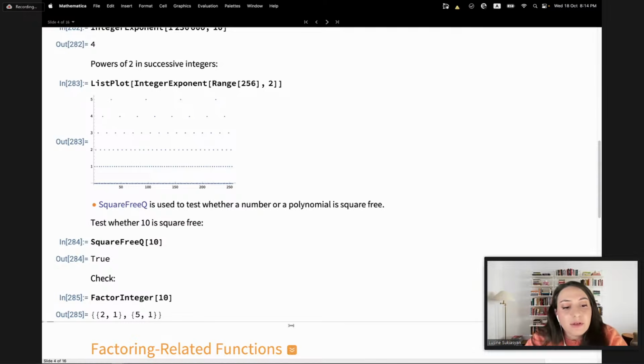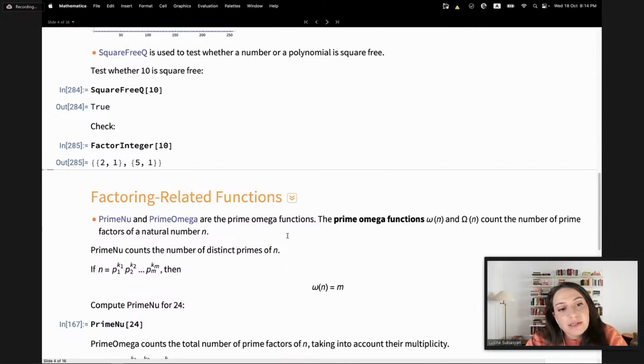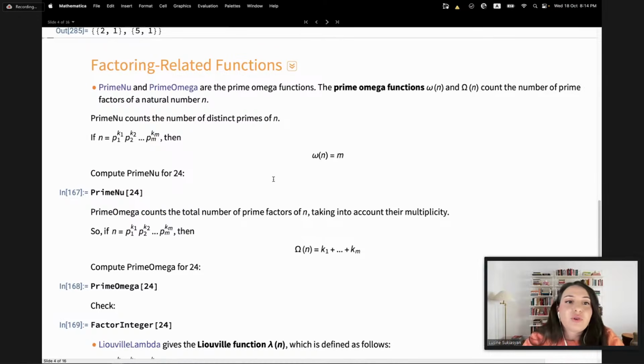Yes, and the next one, okay, let's go to the next group, which is factoring-related functions. There are a lot of functions that come from the definition of prime factorization, very important functions. Let's talk about some of them. The PrimeNu and PrimeOmega are the prime omega functions. The prime omega functions count the number of prime factors of a natural number n.